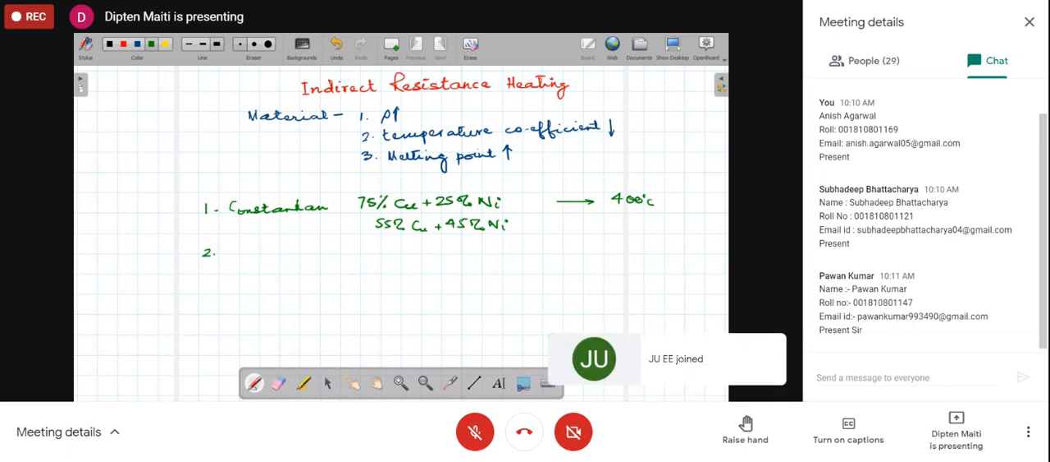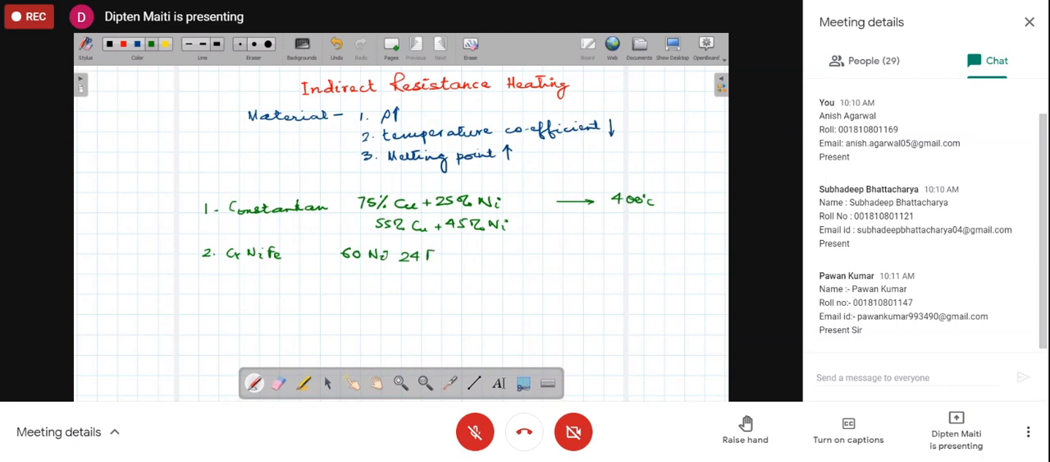Then we have different types of nickel chromium alloy. So this as such has no name. However, if we put around 60% of nickel, around 24 to 25% of iron, and the rest 16% of chromium, that can be used up to around 950 degrees centigrade.